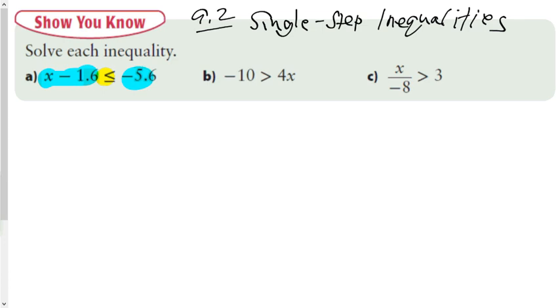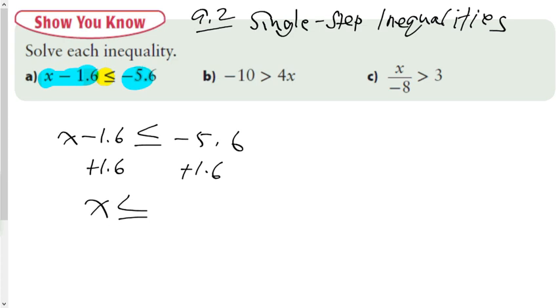So what we want to do here is treat it like we would an algebra question. What would we do to both sides if, instead of an inequality sign, this was an equal sign? Everybody knows what we would do, correct? What would we do? That's right. We would add 1.6 to both sides, correct? To solve it. But if we go back to the inequality sign, the exact same thing is going to happen. I'm still going to add 1.6 to both sides.